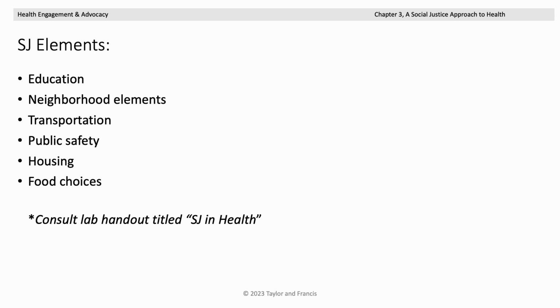In practice, where do we look for these differences? The chapter names 6 domains: education, neighborhood elements, transportation, public safety, housing, and food choices. You'll notice this list overlaps heavily with the social determinants of health we'll formalize in a few slides.